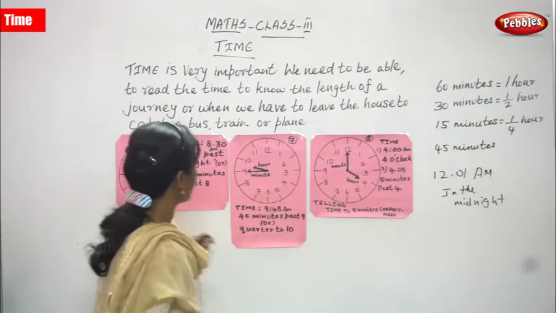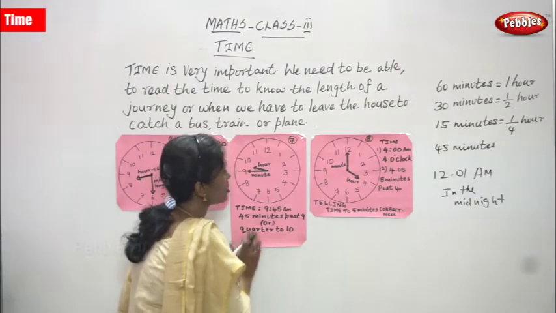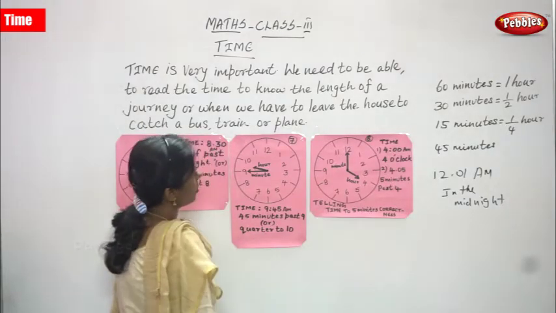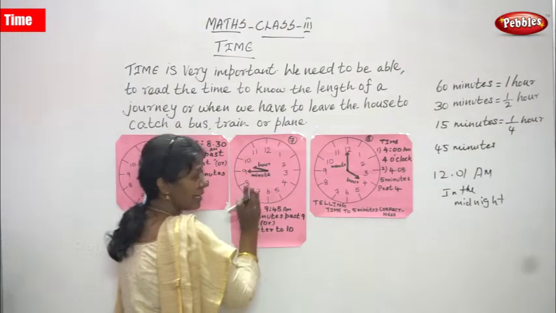I think you understand. So the sixth sum is over, now we are going to see the seventh sum. Consider the hour hand and the minute hand. It's the shorthand, the hour hand, and the longhand, the minute hand.